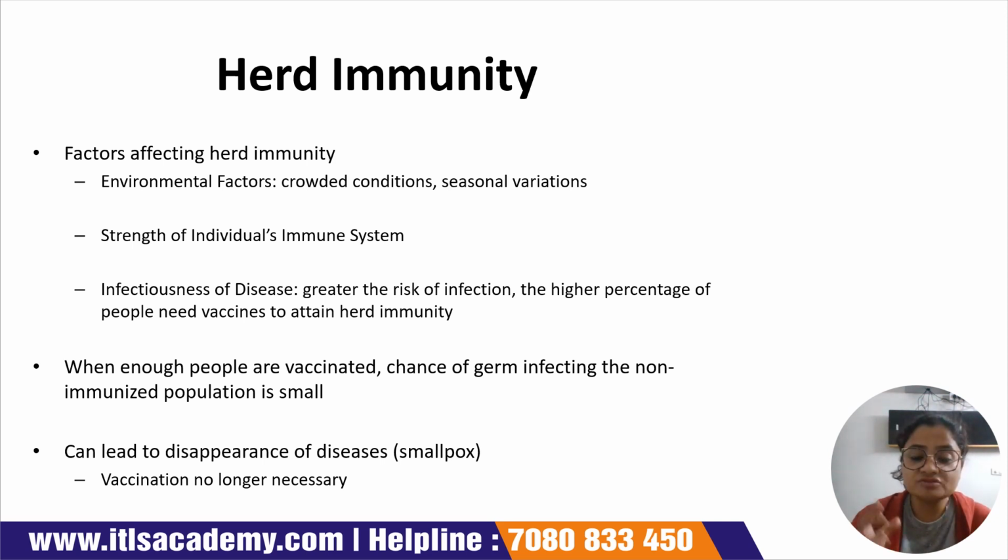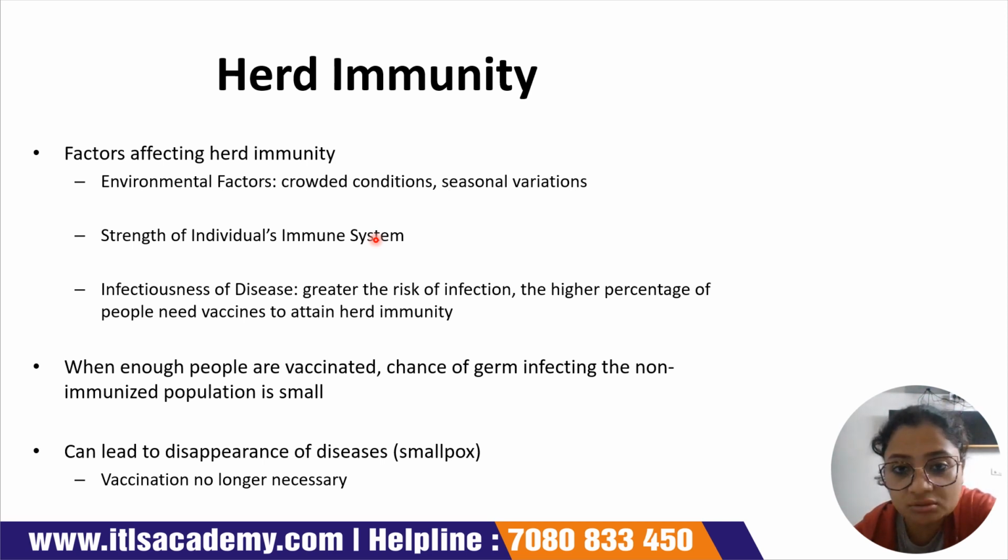Okay, so I have just kept a slide about herd immunity. There are several factors which will be affecting herd immunity. What are they? Environmental factors, which means crowded conditions and seasonal variations, because depending on the season, there are many diseases that we contract, especially during the seasonal change.